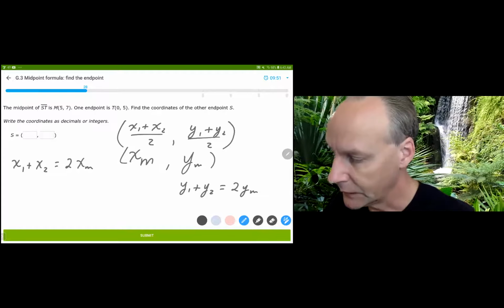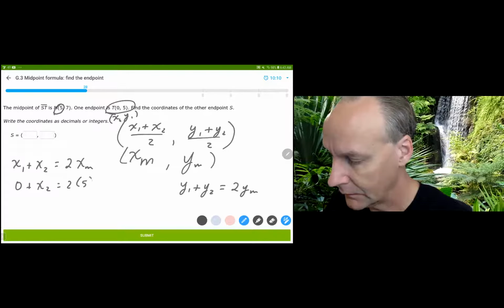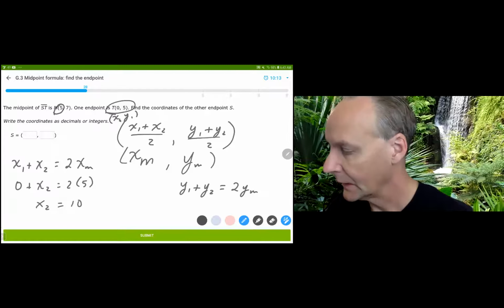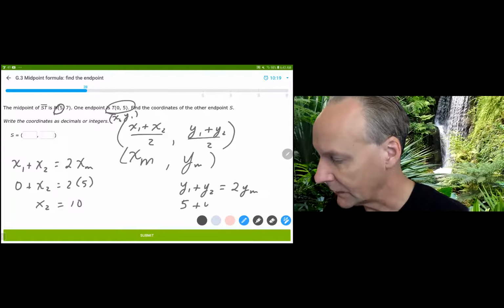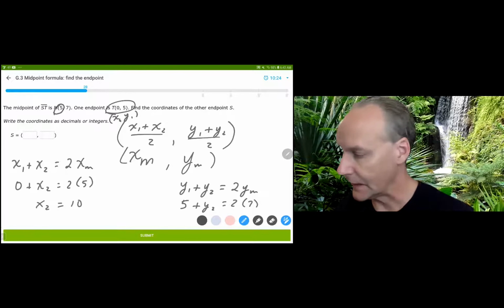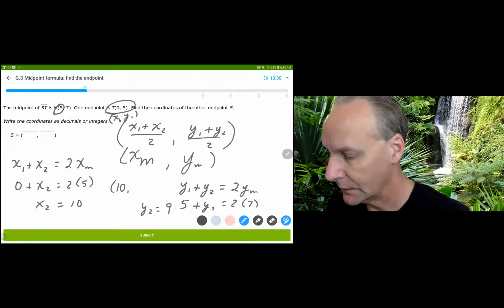And I'm going to go ahead and put in my endpoint 0, 5. That is x1, y1. I'm just going to go ahead and be consistent here. So I'm looking at 0 plus x2 is equal to 2 times xm, which is 5. So x2 equals 10. And in this one, I decided to call this one y1, which is 5, plus y2 is equal to 2 times 7. And we're going to subtract 5 from the 14 and get the 9. So y2 equals 9. And these are our points, 10, 9.